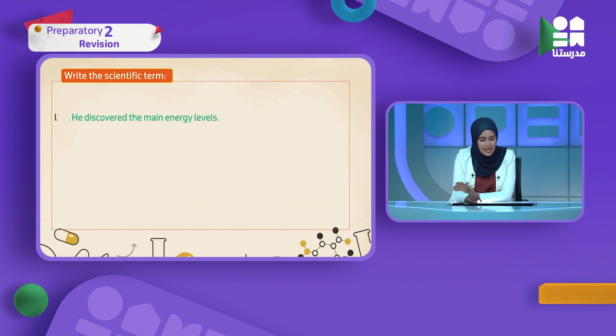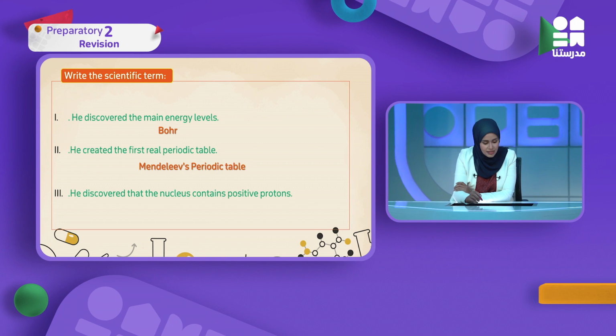He discovered the main energy levels. Who discovered the main energy levels? It's like a guess who game. It's Bohr. 2. He created the first real periodic table. Who created the first real periodic table? Remember? At the very beginning of the year you talked about him. Mendeleev's periodic table.